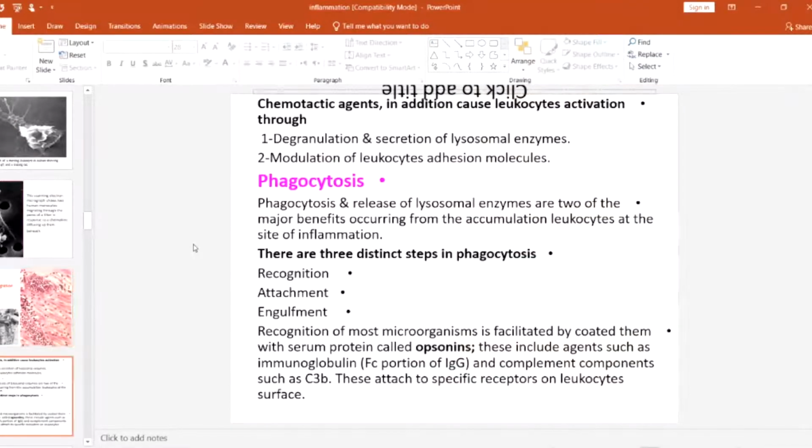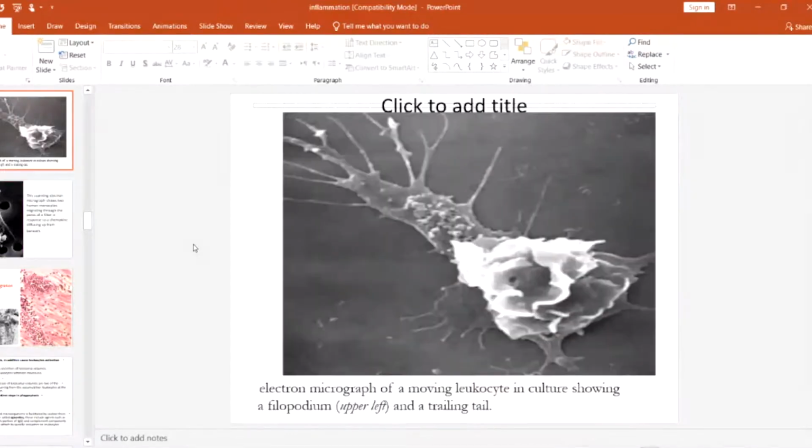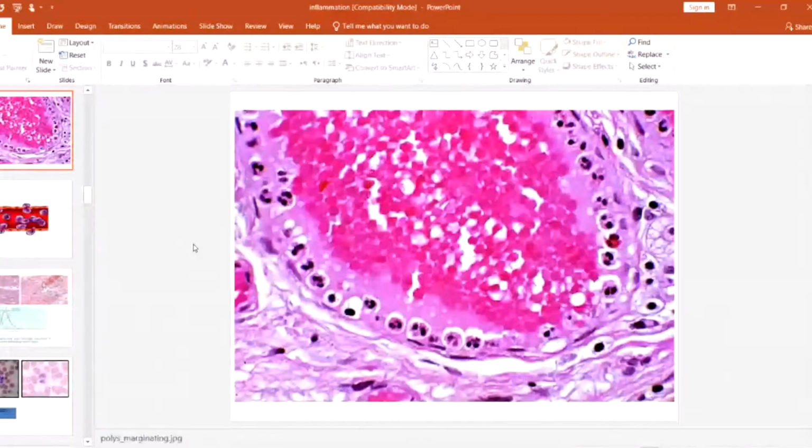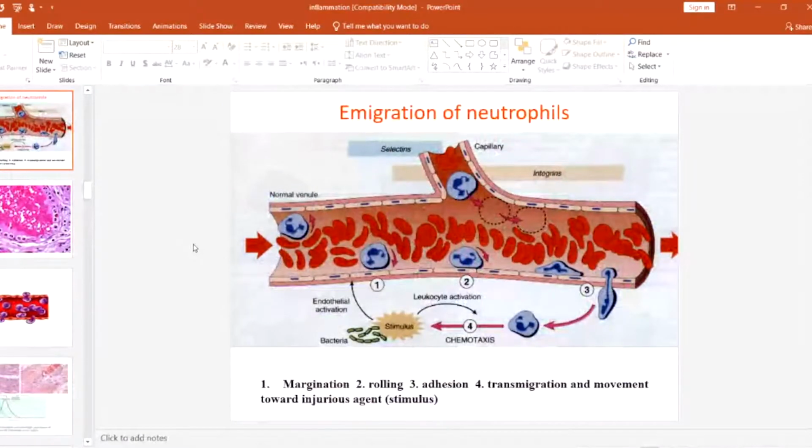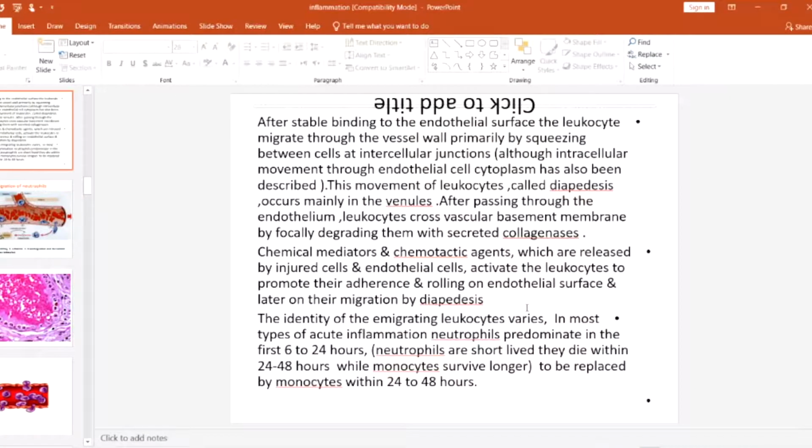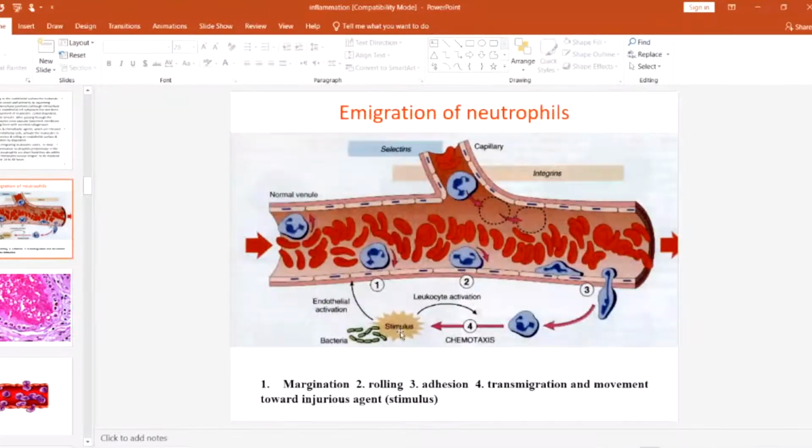Now, I will repeat. So, how will this white BC recognize the bacteria or the stimulus by chemotaxis? Chemotaxis is the process of the directional movement of white BC to the stimulus. How? There is chemotactic factor. What are these factors? These factors include bacterial product, or complement, or leukotriene, or interleukin 8. These will bind with the receptor on the surface of white BC.